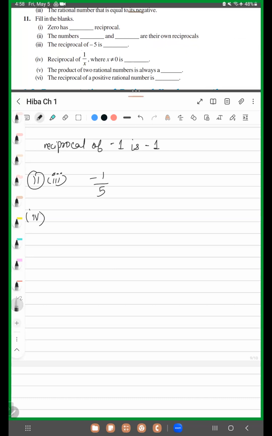The fourth question I didn't understand. Okay, what is the reciprocal of 1 by x? Hmm. Okay Hiba, tell me one thing. Again, we saw just now, what is the reciprocal of A? 1 by A. Okay, then what is the reciprocal of 1 by A?